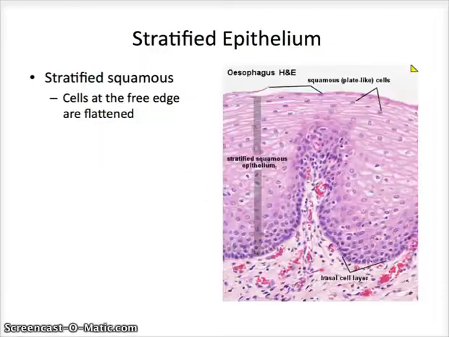Now, the first stratified epithelium we'll look at is stratified squamous. Here you can see the tile-like cells. I can see one here, I can see one here, I can see this one. See how they fit together? You can see the nucleus, nucleus, nucleus. You get the idea. So we see the layers.